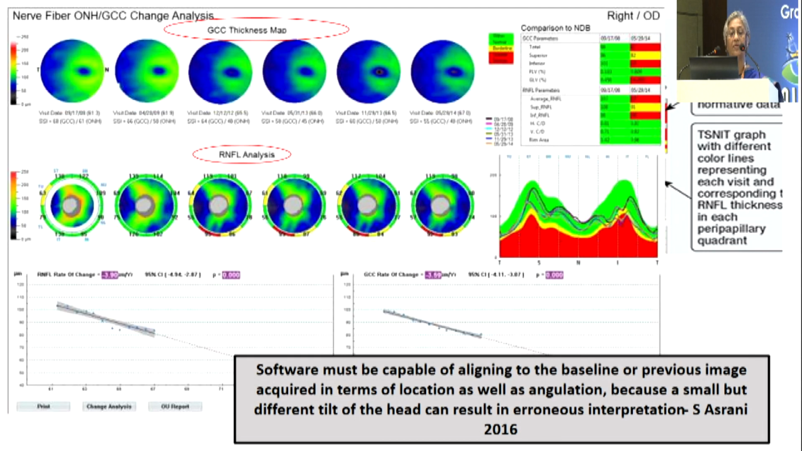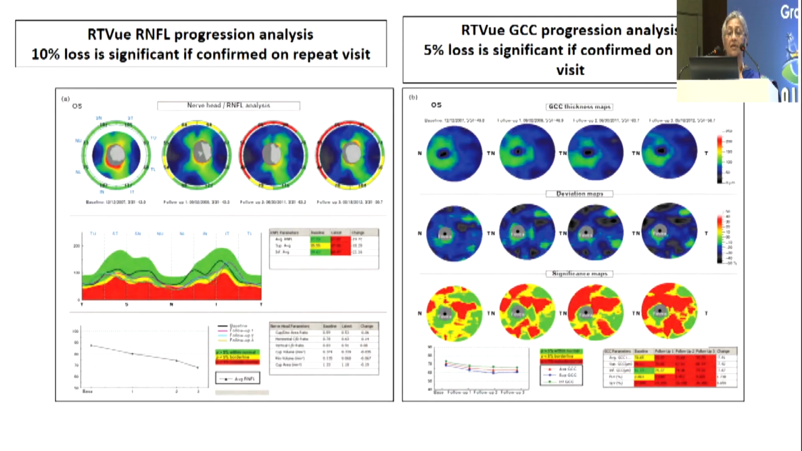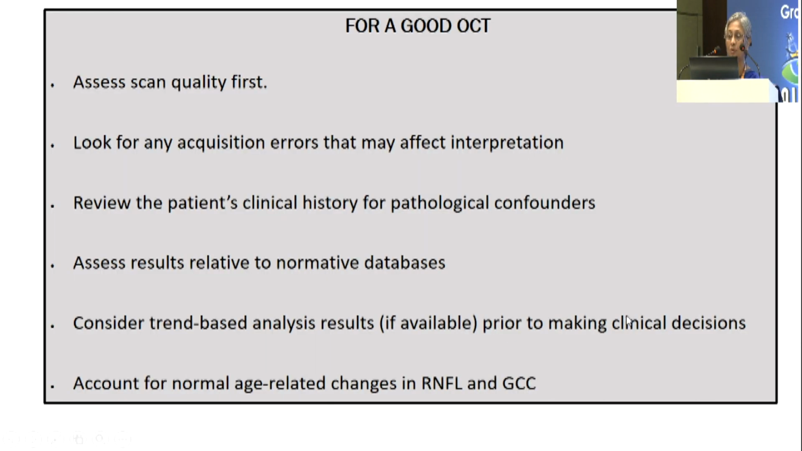Now, this is the way we always do the glaucoma change analysis or progression. And in this, if there is progression, a 10% loss is significant, if it is confirmed on the second visit. This is, mind you, of the RNFL. GCC, similarly, if you find that there is a loss, you can see the loss out here beautifully. So we have already taken a good OCT.